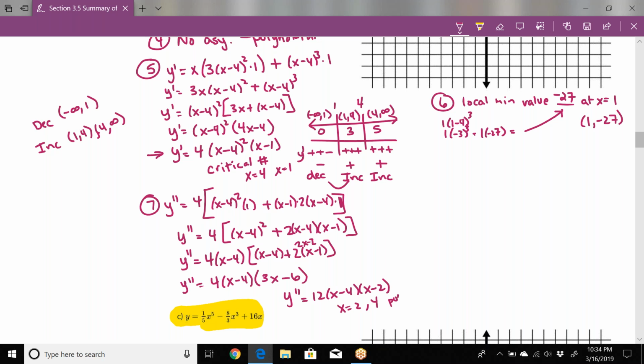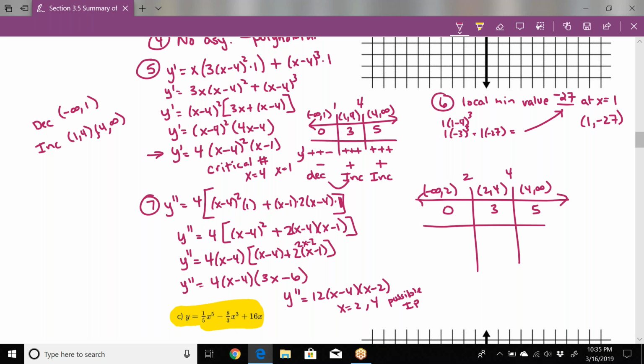So these are possible inflection points. We don't know for sure yet. So we're going to check that. And that'll also be a place where we can check for concave up or concave down. So we have 2 and 4. So this is negative infinity to 2, 2 to 4, 4 to infinity, 0, 3, 5. Just so happens I picked the same numbers because they were in my intervals.